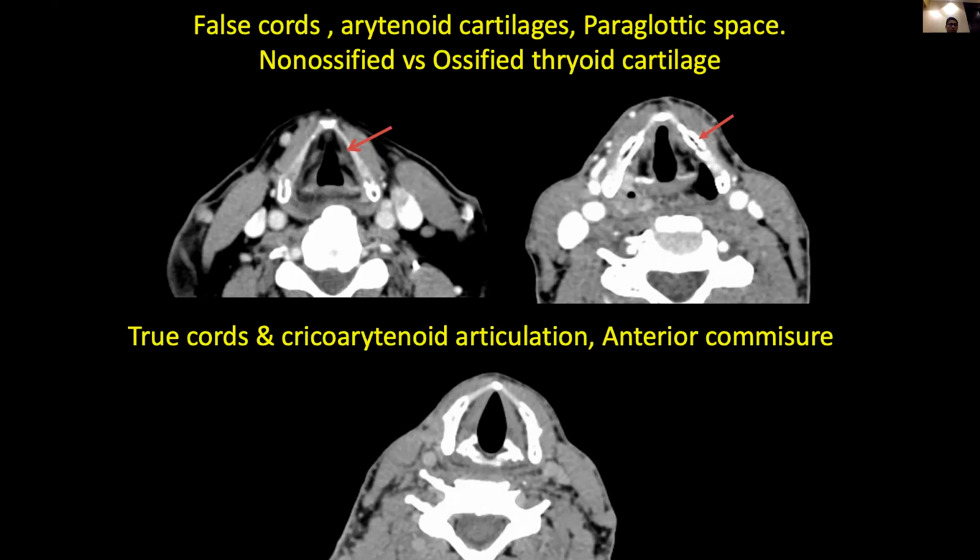The second important thing which I would like you to focus on is the lumen aperture. The lumen is triangular at the level of the false cords. The lumen becomes more oval at the level of the true cords. The false cords over here are fat-containing structures.